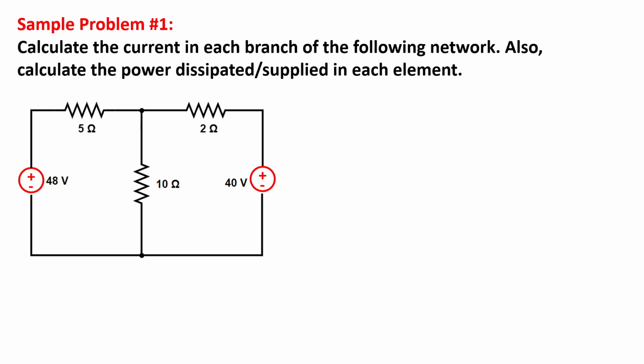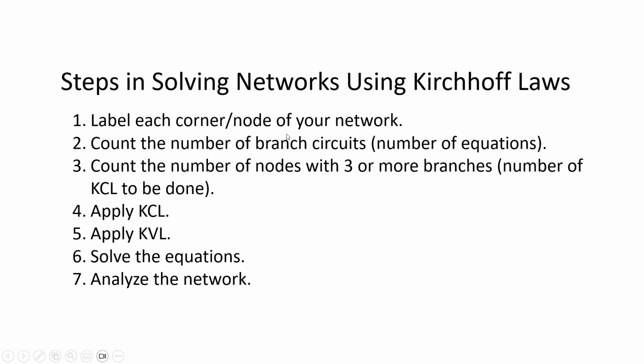Now, using Kirchhoff's current law and Kirchhoff's voltage law in solving a network like the one on your screen, we have at least 7 steps. We need to first label each corner or node of our network with alphanumeric symbols. We will be labeling each corner or node.